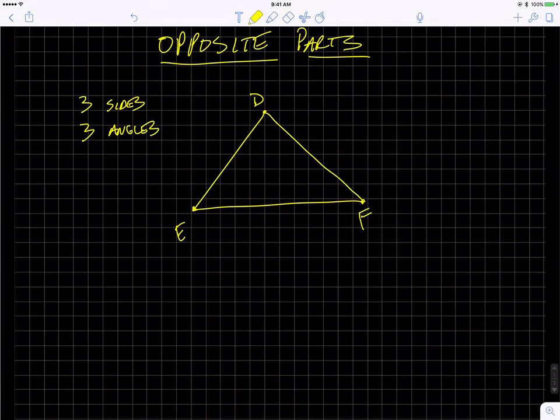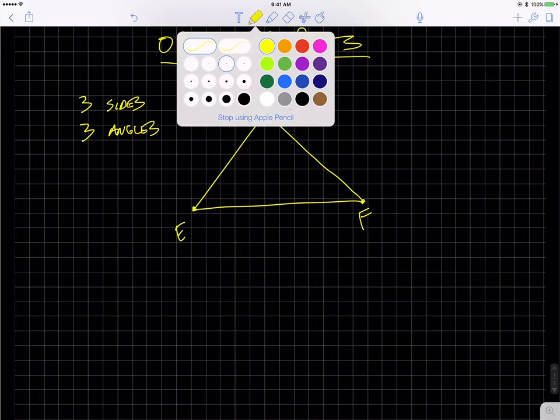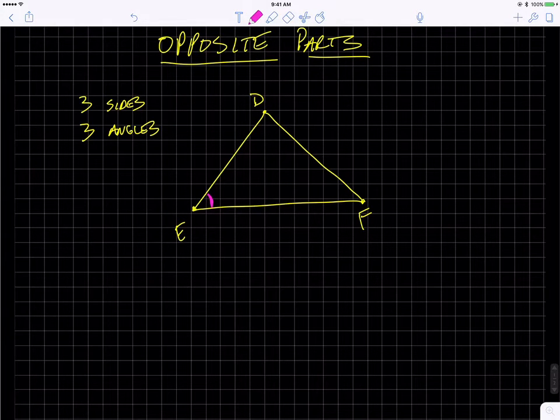So in this triangle here, triangle DEF, angle E refers to this opening. How wide is this opening? Okay, but that's the angle. That's angle E. The side that's opposite of it is the side that doesn't make up a side of that angle. So you can see that this side is opposite of that angle.